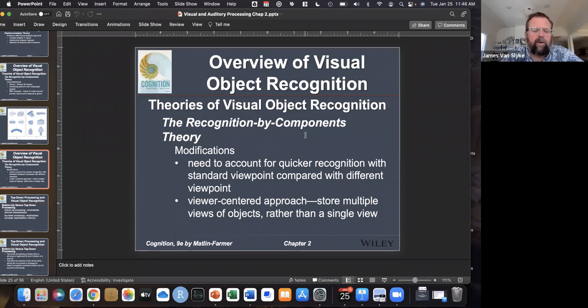Now, one of the possible ways to account for this is this idea of a viewer-centered approach. And that's the idea that we store multiple views of different kinds of objects rather than just a single view. And in some ways, this kind of makes sense.